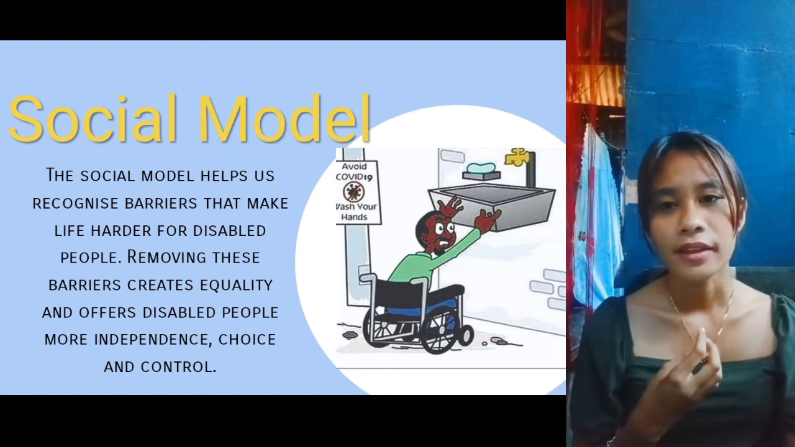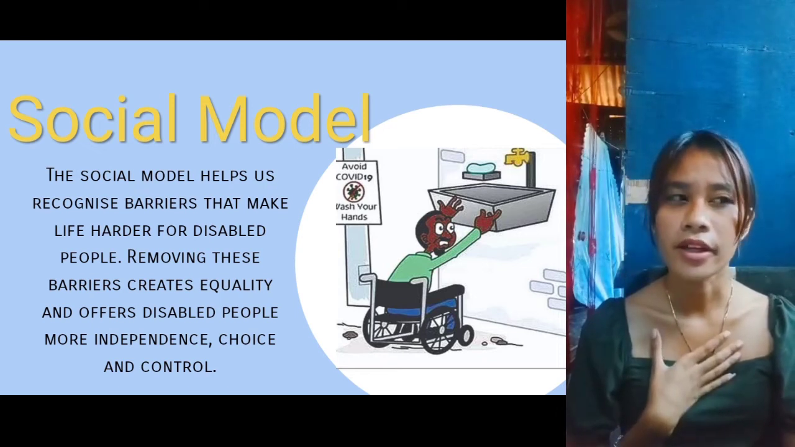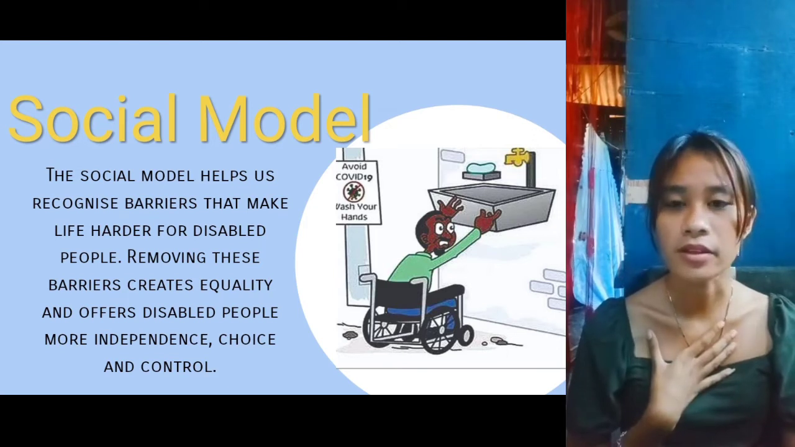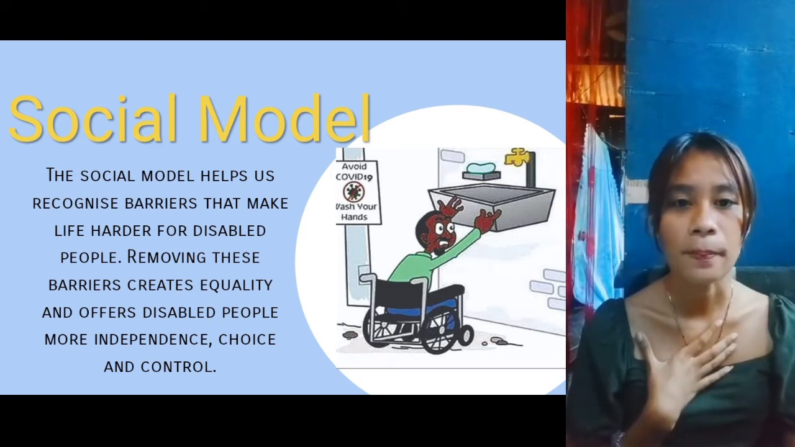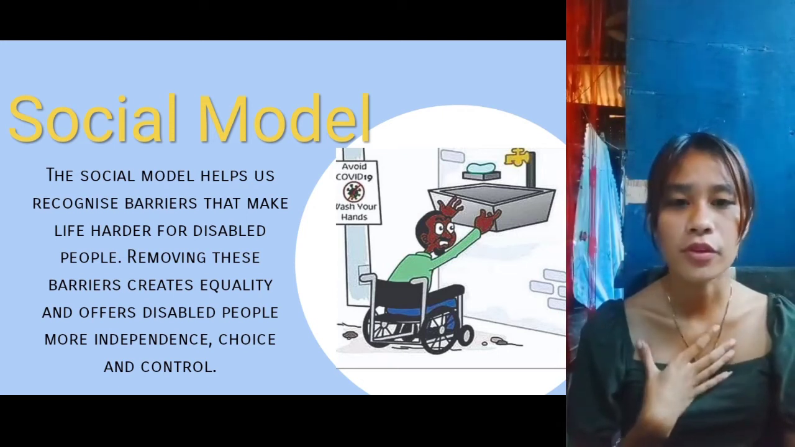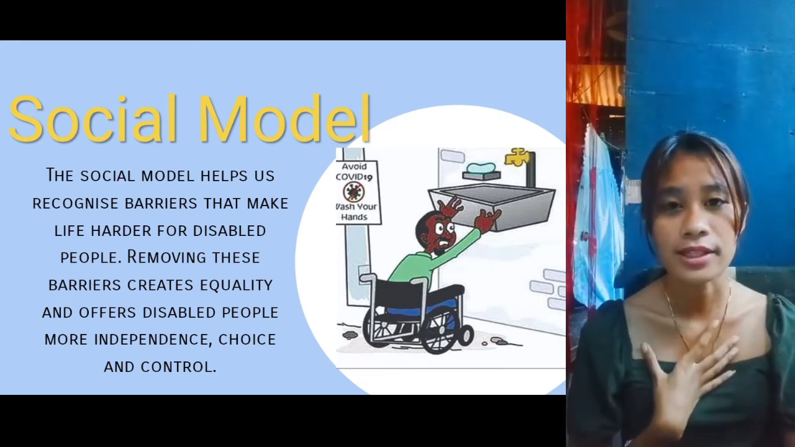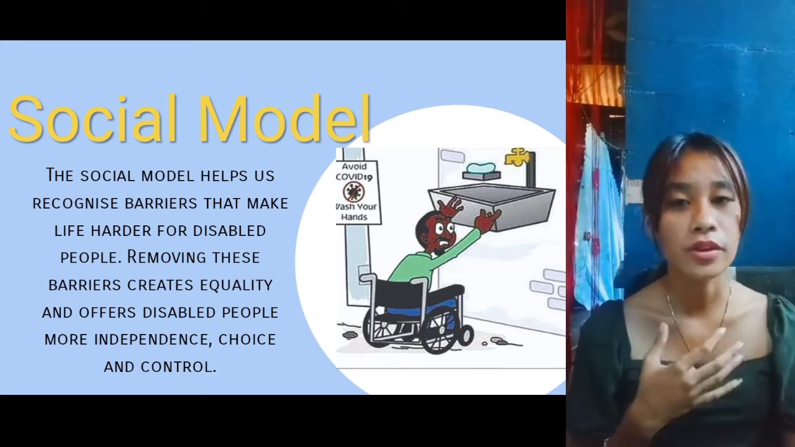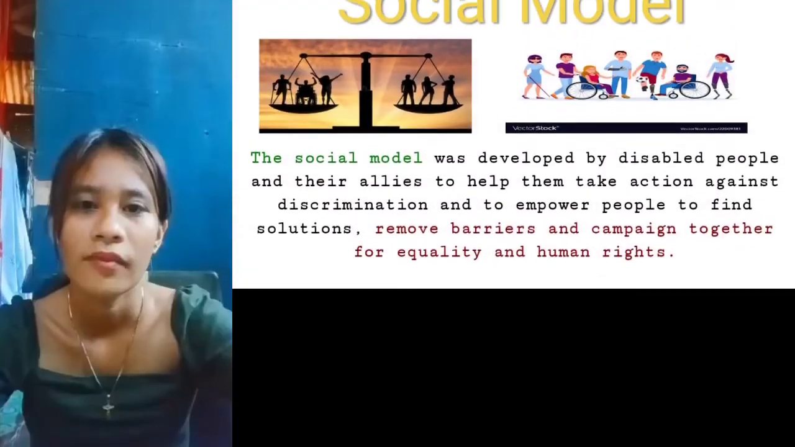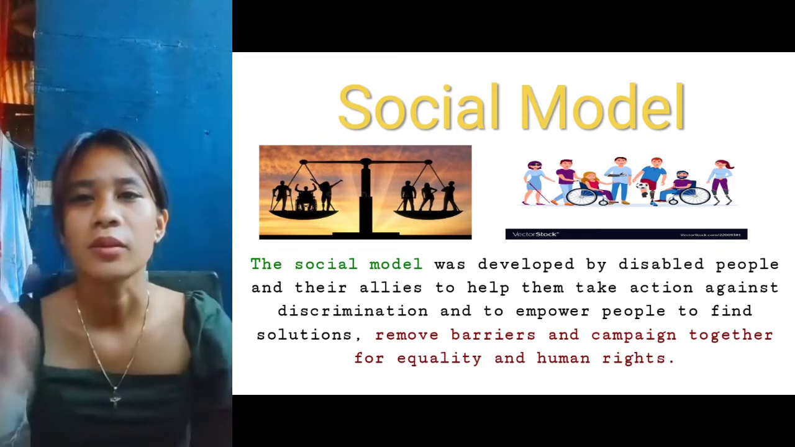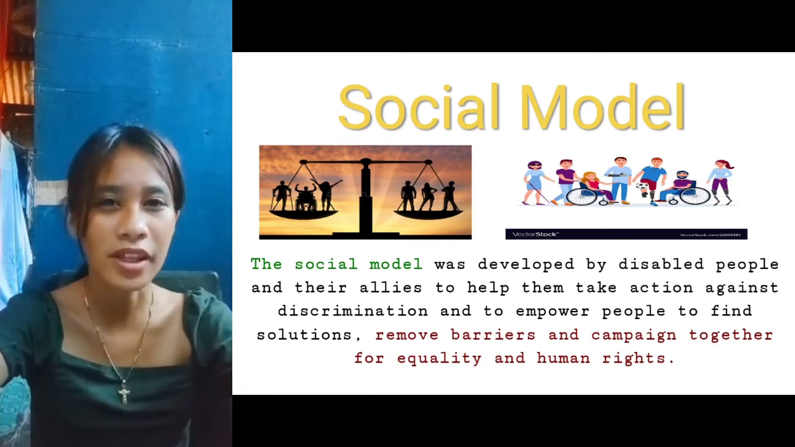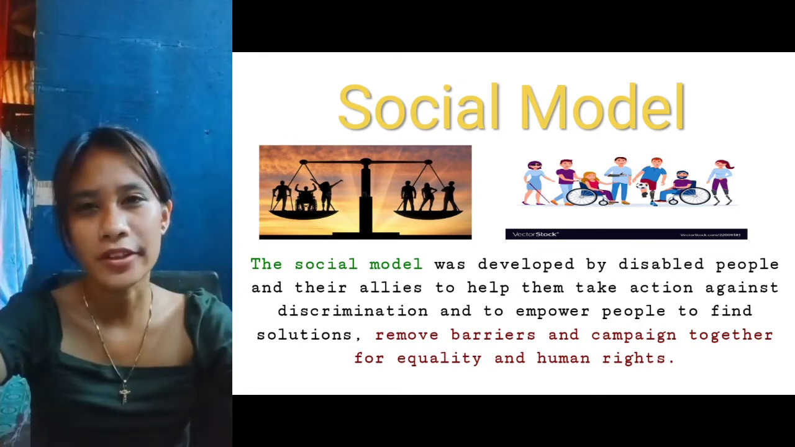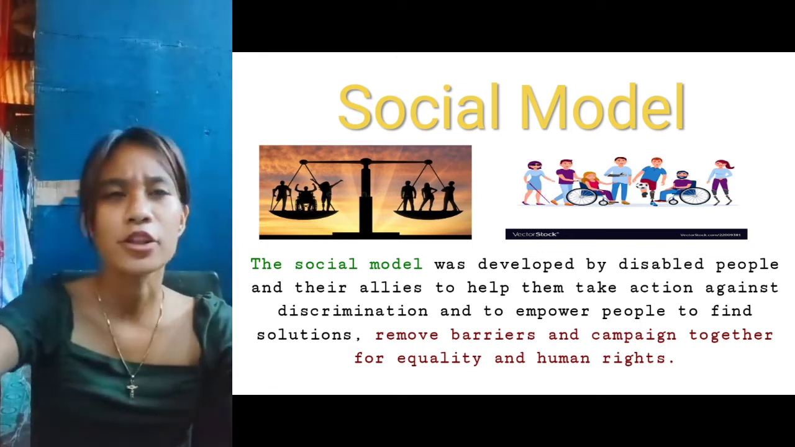Society has no right to take away the rights of disabled people just because they are disabled. We are all the same and we should not judge or look down on them. We must treat them fairly and remove those barriers, especially for the things that they have the potential to do and the things that they want to do. The social model was developed by disabled people and their allies to help them take action against discrimination and to empower people to find solutions, remove barriers, and campaign together for equality and human rights.